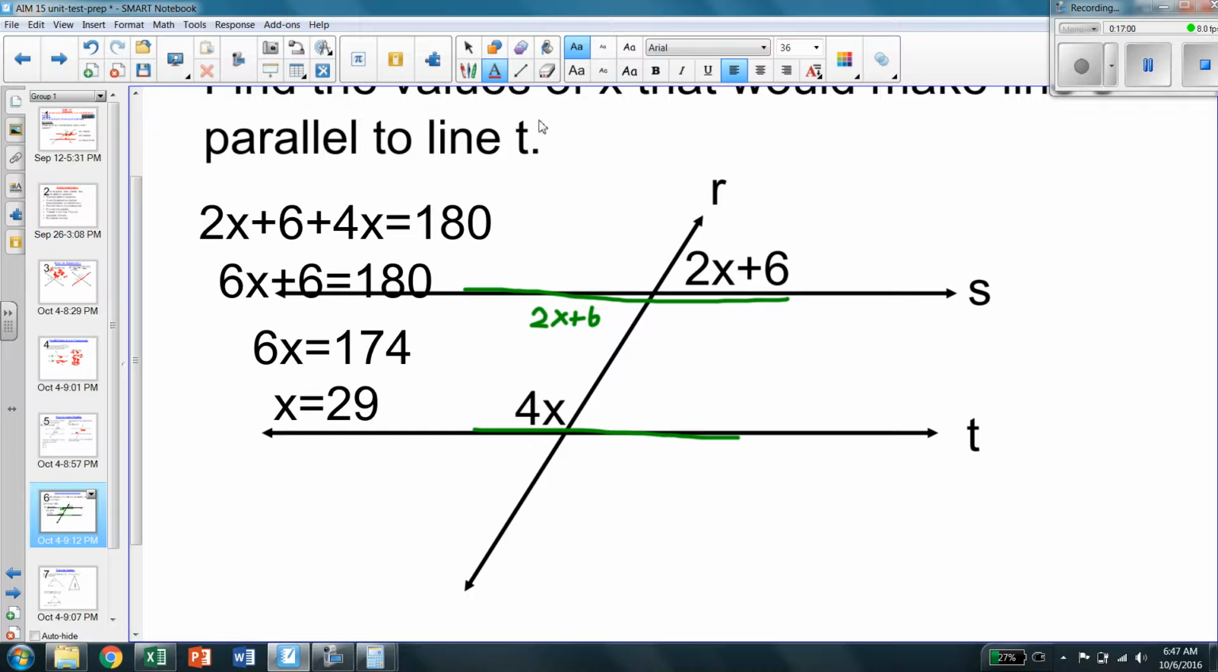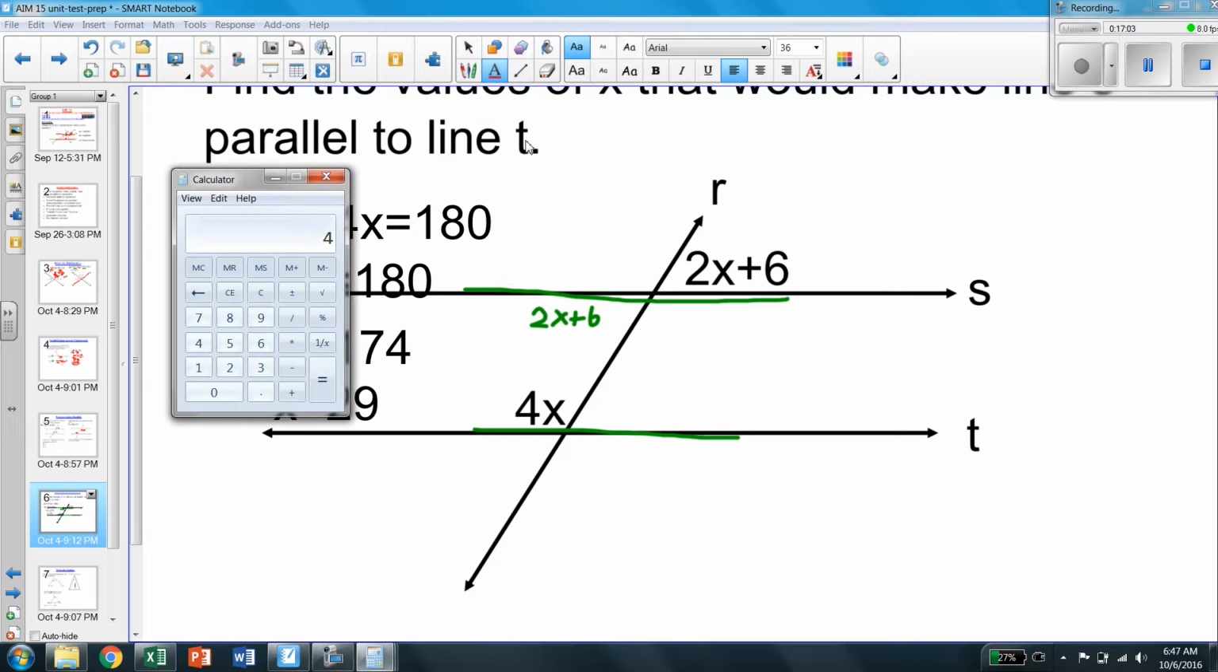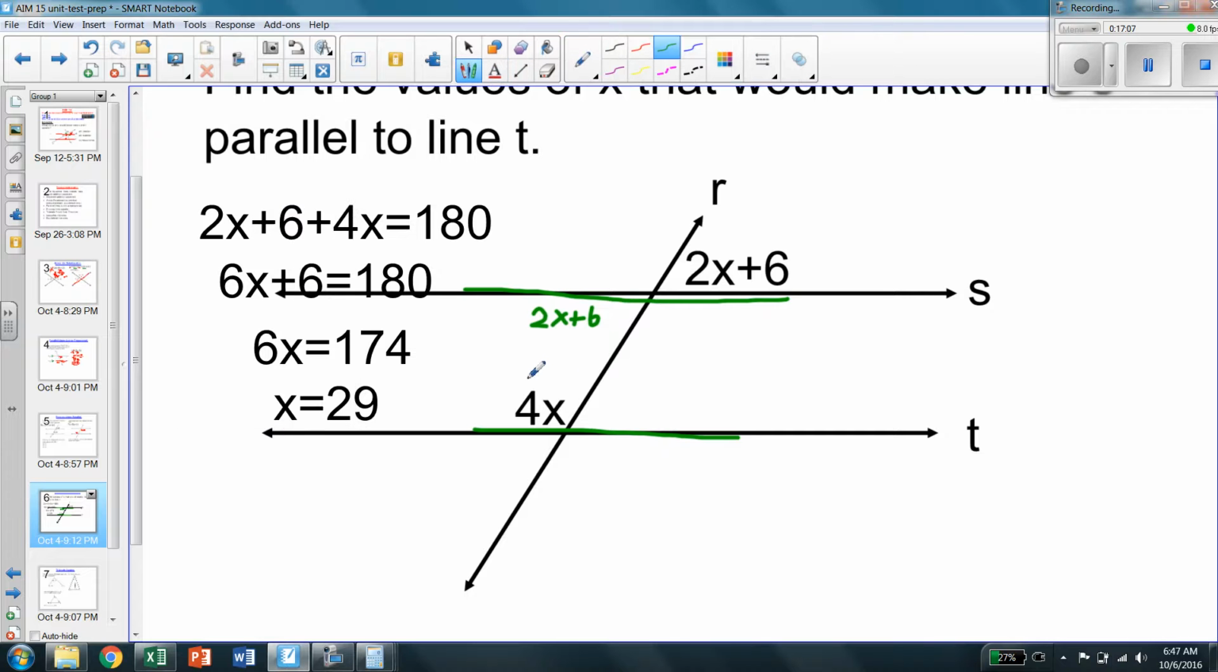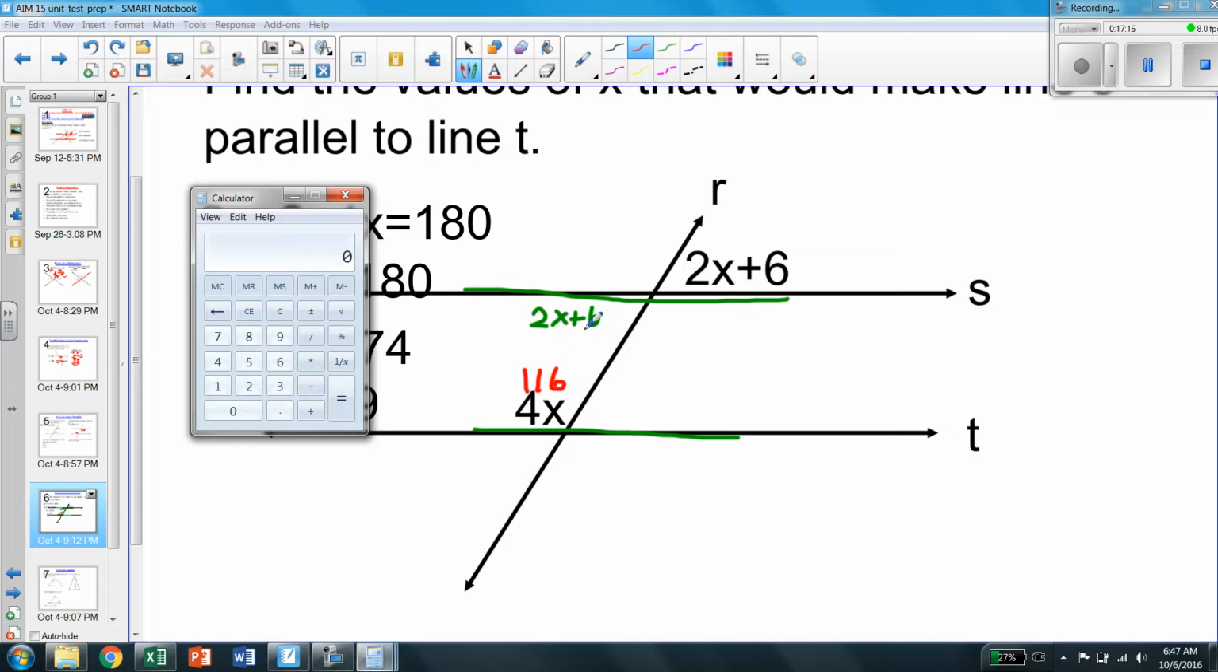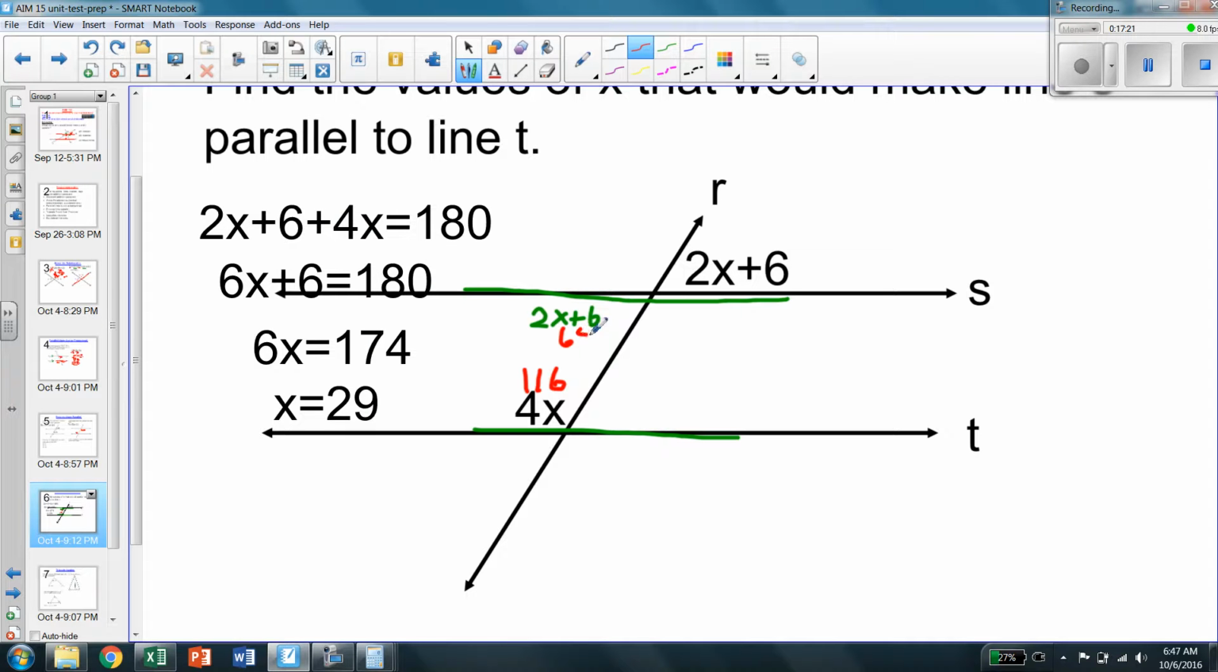Here, let's double check. 4 times 29 is 116, so this one's 116, and 2x, 2 times 29 plus 6 is 64. Yep, those two add up to make 180. Yes, they are supplementary, so therefore the two lines are parallel.